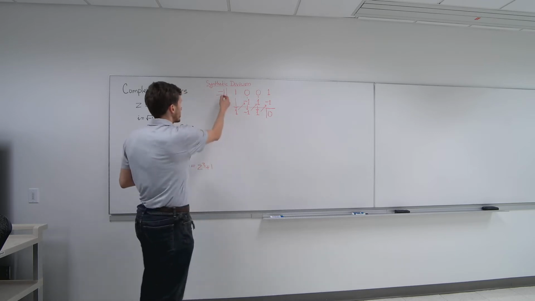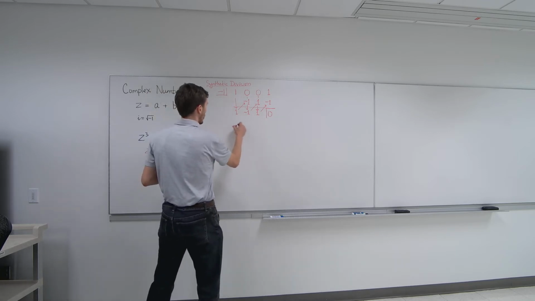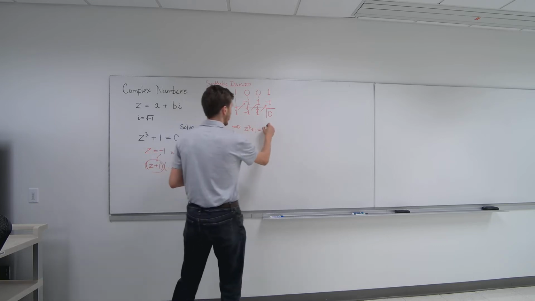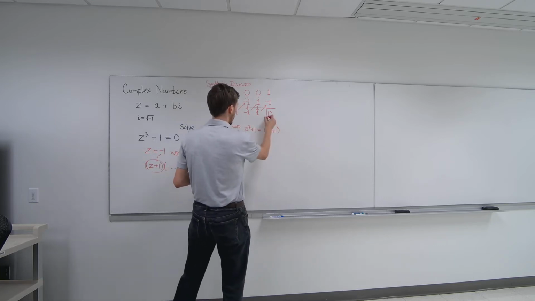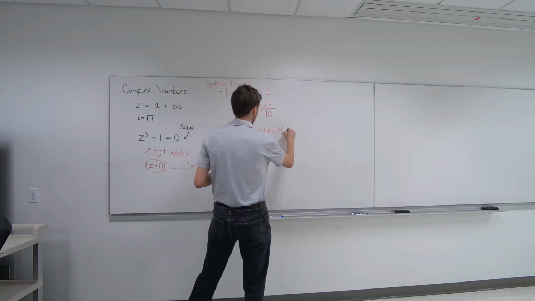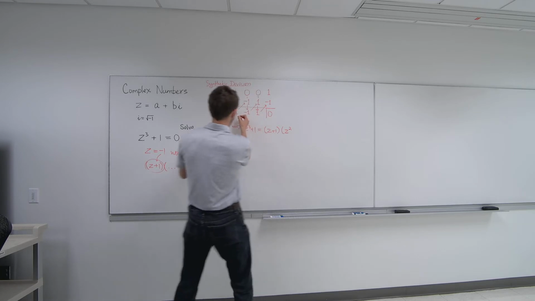Yes, this means that z plus 1 has to be a factor of z cubed plus 1, because the remainder is 0. And the quotient is going to be z squared for that right there.